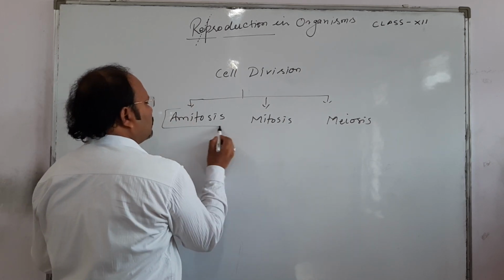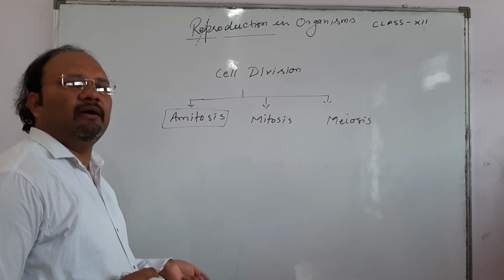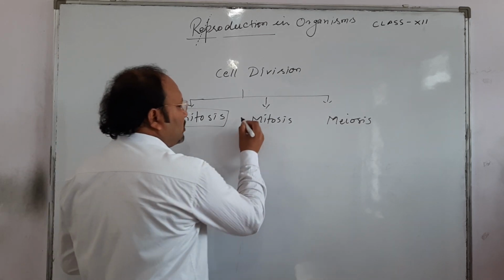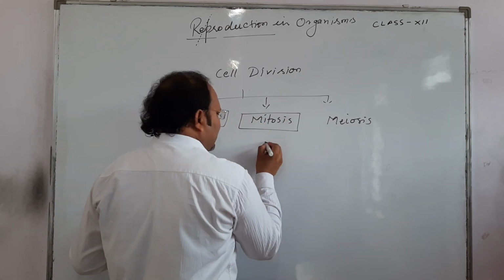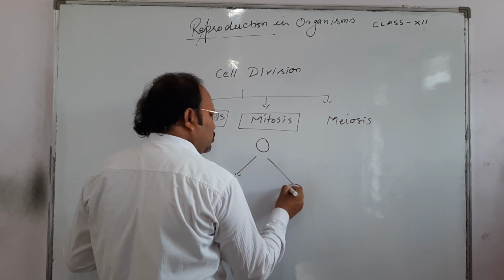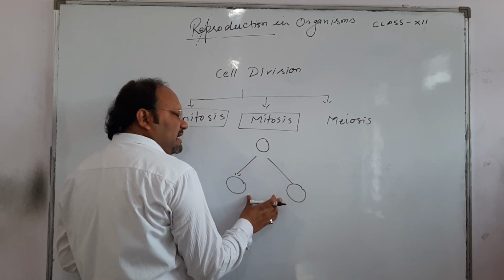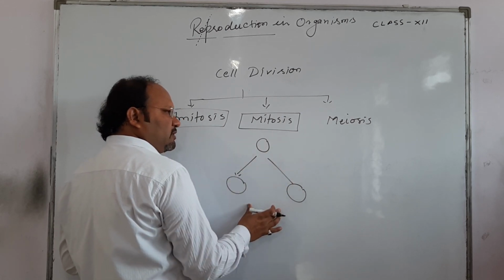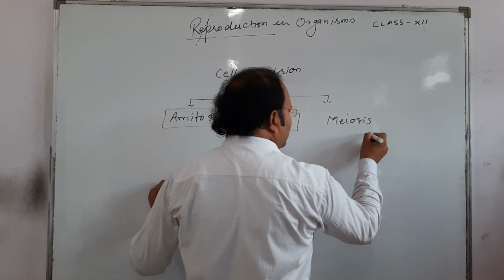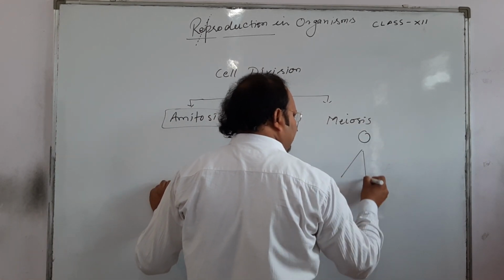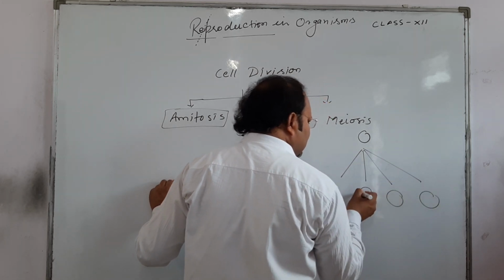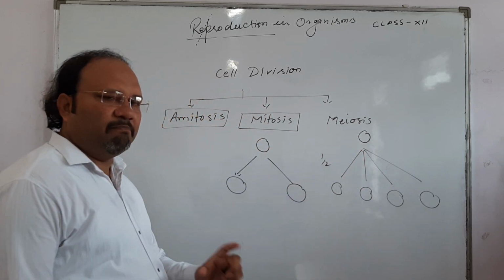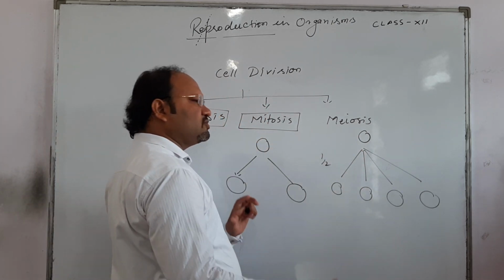Here I am not going to discuss amitosis because it does not have any relevance to reproduction in the syllabus of class 12. In mitosis, one cell divides into two and the daughter cells have the same chromosome number as their parent cell. And in meiosis, one cell divides into four daughter cells and each daughter cell has half the number of chromosomes of the parent cell. I am not going to discuss much more because you have already studied.